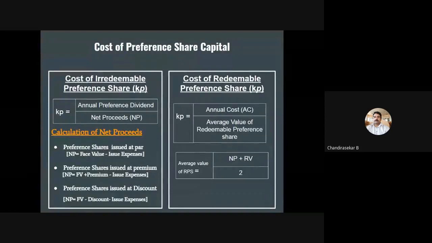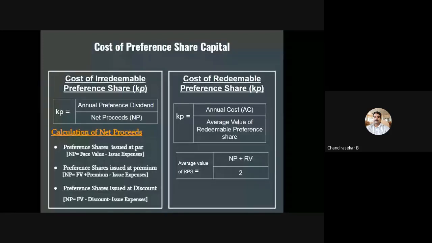in format also: annual dividend, in addition to that, issue expenses divided by maturity period. In addition to that, issue at discount, how much the discount value. In addition to that, premium on redemption, how much the premium value, we have to divide over 10 years or 20 years. Next one, average value of RPS. RPS means redeemable preference share: net proceeds plus redeemable value divided by 2.